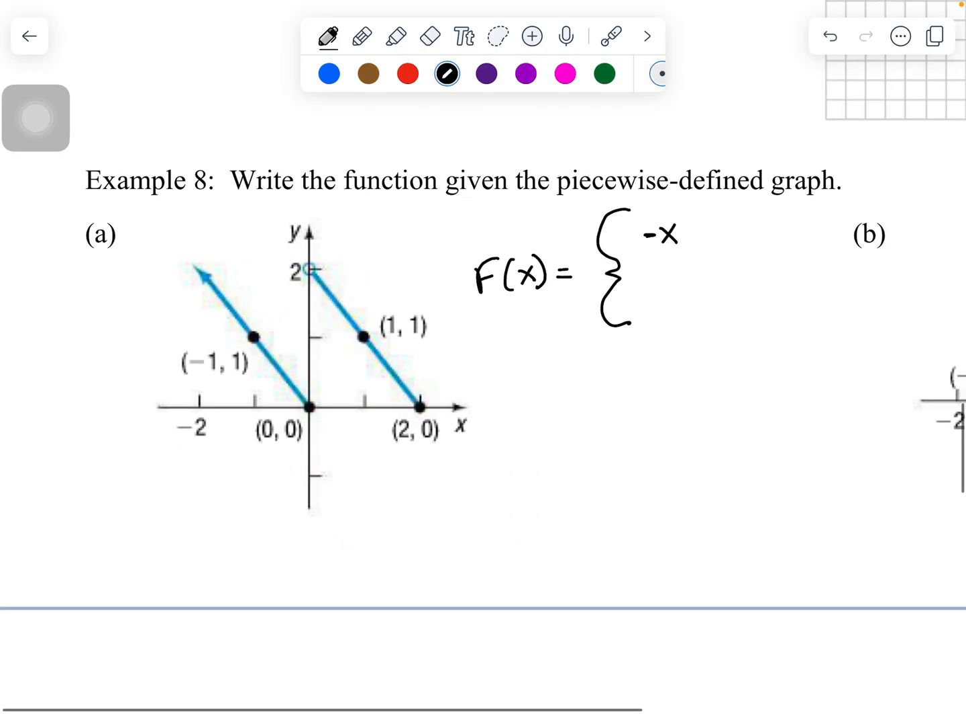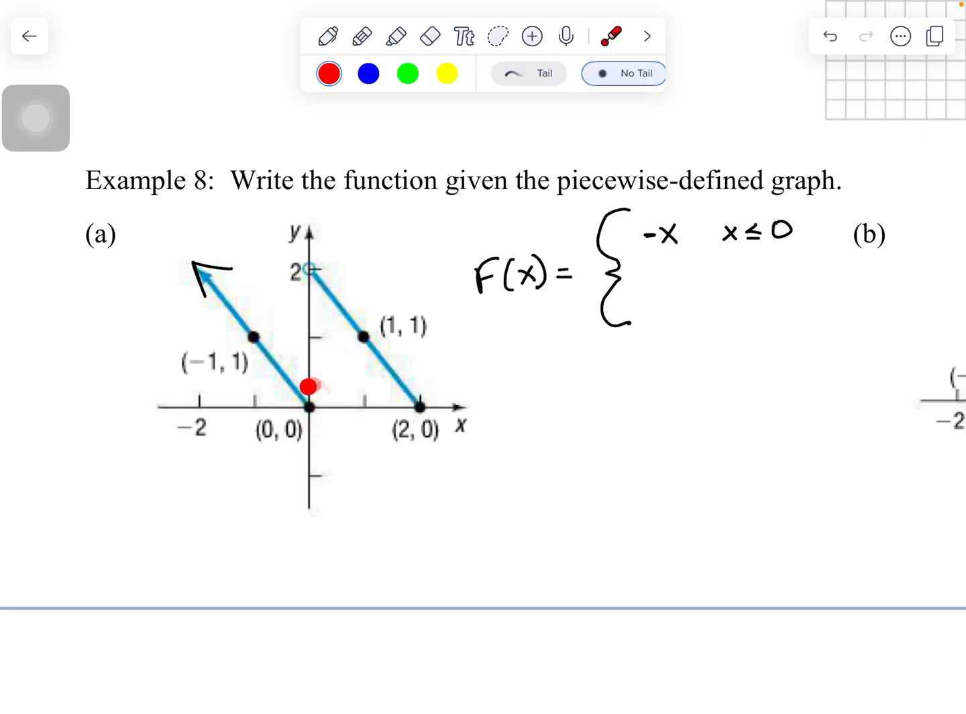But if I notice here at the end of this graph, I have an arrow. So that means I'm going off to negative infinity on that left side, and then I stop at 0. So my inequality here will be x is less than or equal to 0. And the reason why it's equal to is that I have a closed circle right here. So that's my first piece.